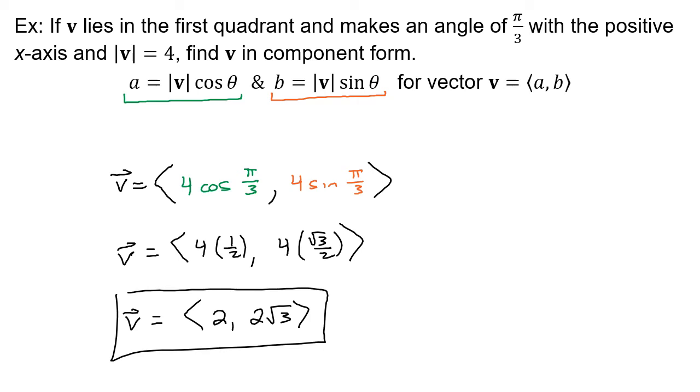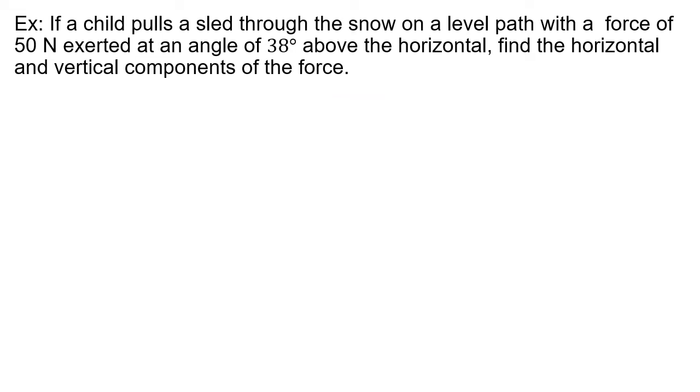So if you know the magnitude and you know the angle that it makes, you can find out what the actual vector was. Or you could go the other way around. If you have the vector, you can figure out the angle and the magnitude. Okay, how about this one? If a child pulls a sled through the snow on a level path with a force of 50 newtons exerted at an angle of 38 degrees above the horizontal, what are the horizontal and vertical components? Well, that's what we literally just did.